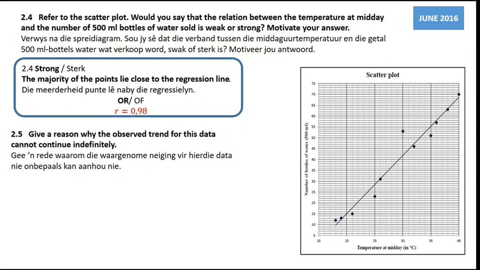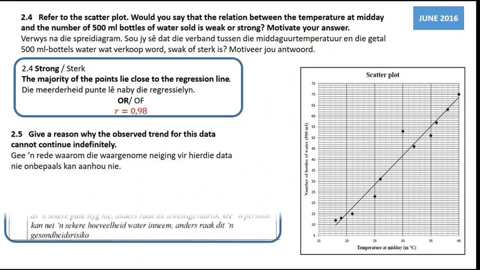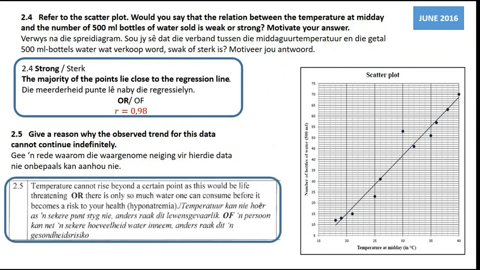Now, why can this line not continue forever, indefinitely? Just think about it. What is the bottom line? That's temperature, is it not so? So we're already at 40 degrees. Think practically. Is it possible for temperature to just go on forever? And you have to answer that by writing a little story. It's probably 2 marks or so for that.